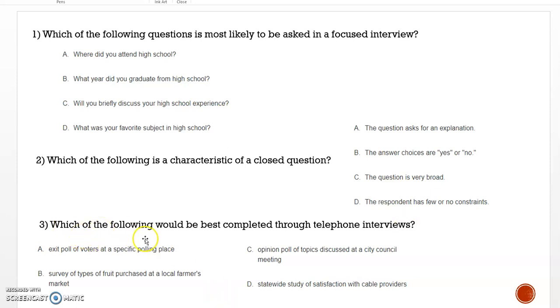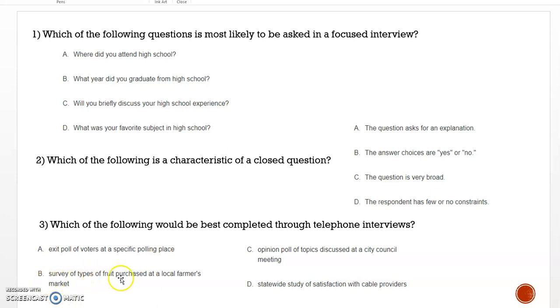Number 3, which of the following would be best completed through a telephone interview? Remember, we want to reach a lot of people and have a very short conversation about it. We want something that's going to get right to the point, get a question answered, and move on. If you just want to ask people who are exiting a poll, for example, who they voted for, you would have to go to that location and do a personal interview. So that's not a telephone interview.